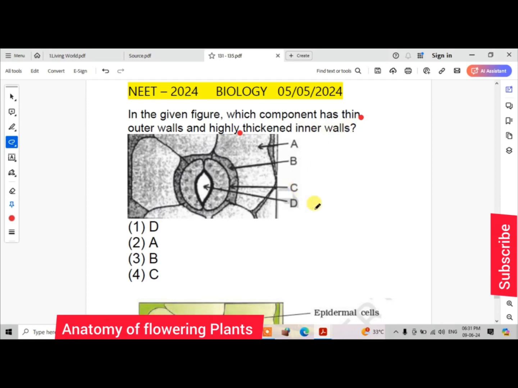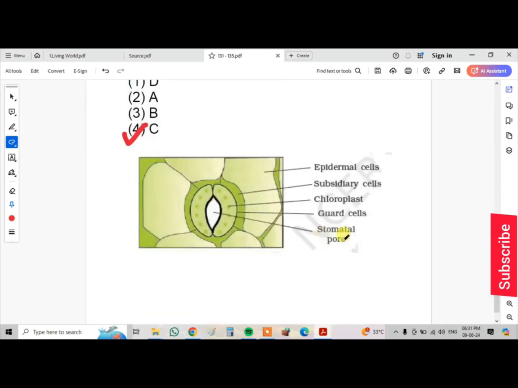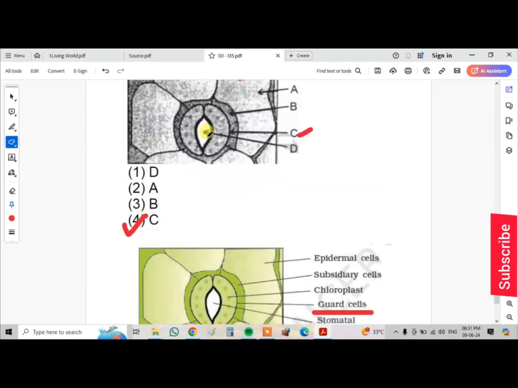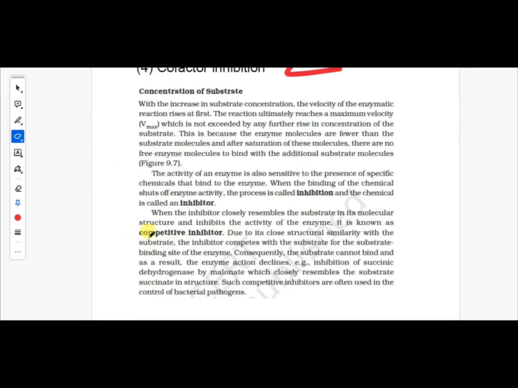Outer thin, inner thick, actually it is guard cells and it is C, so option 4. From the NCERT diagram, we can see it is guard cells and mentioned in the topic also. Inhibition of succinic dehydrogenase enzyme by malonate is a classical example of competitive inhibition, option 2. And we can see the NCERT topic from the chapter known as biomolecules.